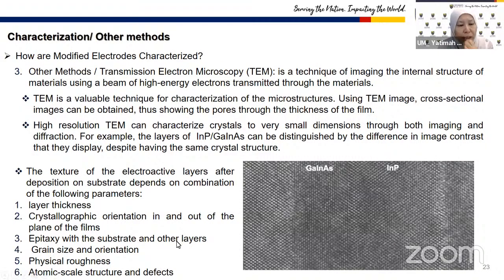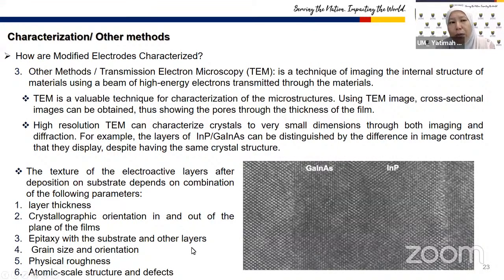And then you can also see epitaxy with the substrate and other layers. You can see the differences between the layers. You can also look into grain size and orientation, and roughly see the physical roughness: if there are pores, if agglomeration occurs on top of the surface, or some roughness of the surface. And you can also look into atomic scale structure and defects.